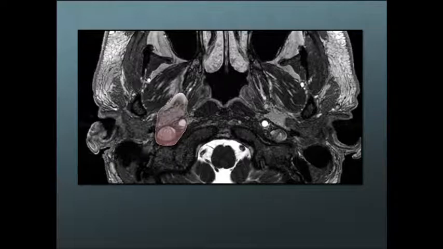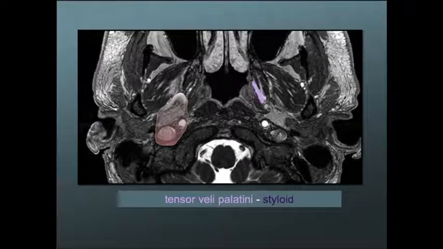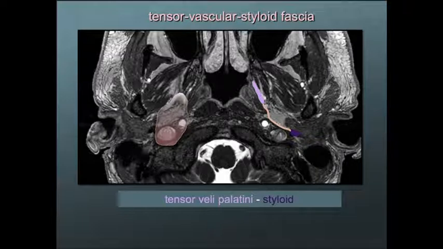However, we as radiologists can somewhat make things easier for ourselves by dividing the space into two. That will allow us somewhat easier differential diagnosis. We can do this separation by using a natural fascial plane that extends from the posterior aspect of the tensor veli palatini muscle, extending posterolaterally and inferiorly to the styloid process and styloid muscles. And that's our fascia, called the tensor vascular styloid fascia.